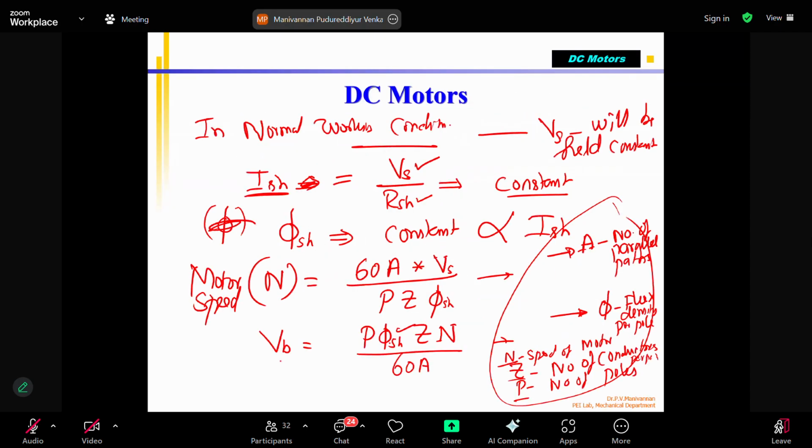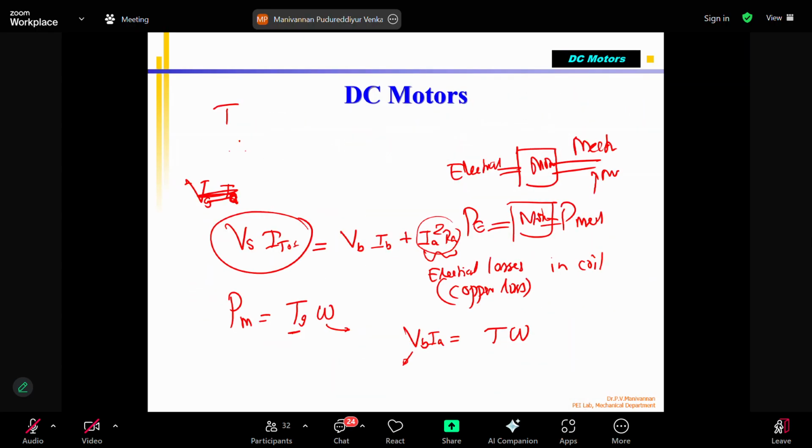Note that in this formula, P is fixed, for example 2 poles or 4 poles. Phi shunt is also fixed, because the coil resistance and voltage are fixed. Z is fixed, and A, the number of parallel paths, is fixed. 60 is a constant. So I can say that VB is proportional to N, the speed of the motor. When the motor is at rest, VB is 0. As the speed increases, VB increases automatically. That is a very important point to note down.